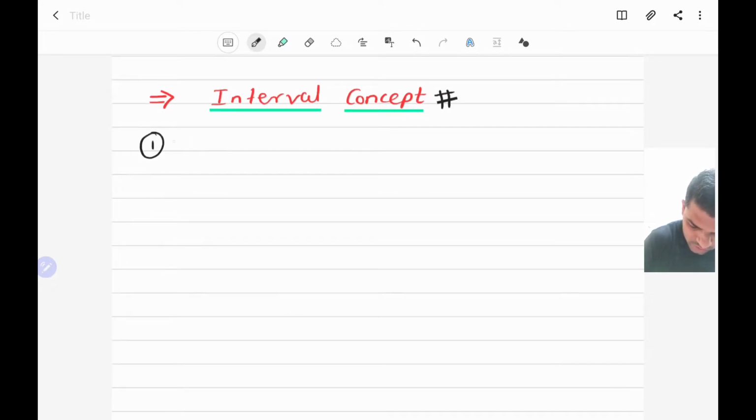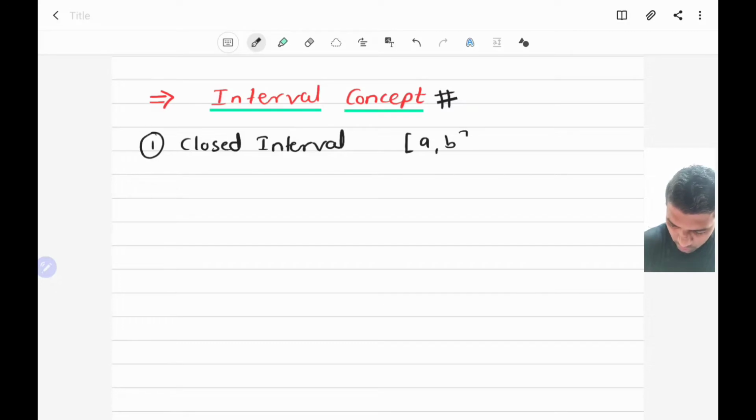The first one is the closed interval. So let's understand what a closed interval is. Symbolically, they will provide you the value of x, or y, or any other variable. Let's say x belongs to the interval [a, b]. Let's find the meaning of this. This type of bracket indicates a closed interval, so you have to read this as a closed interval.